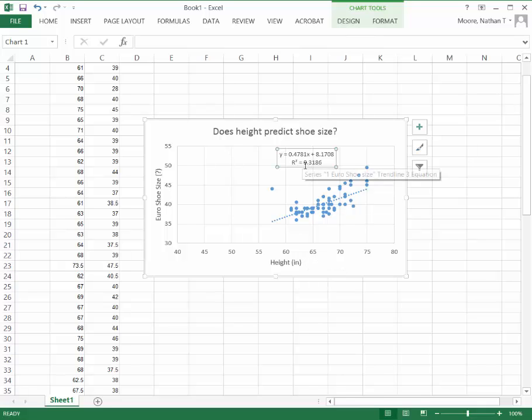Also, an r squared of 1 means perfect agreement between the data and the line. An r squared of 0 is no agreement. So this is mediocre agreement, I would say. That's it.